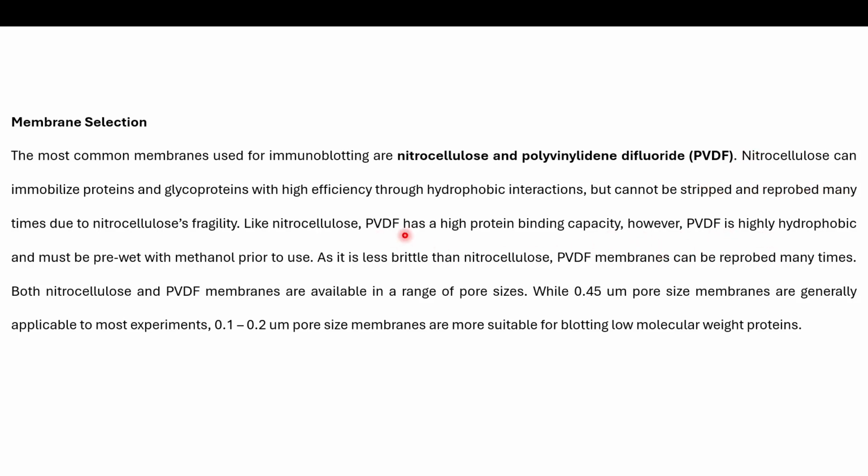PVDF has a high protein binding capacity. It is highly hydrophobic and must be pre-wet with methanol prior to use, but it is less brittle than nitrocellulose, and it can be reprobed many times. Both nitrocellulose and PVDF are available in a range of pore sizes. While 0.45 micrometer pore size membranes are generally applicable, 0.1 to 0.2 micrometer pore size membranes are more suitable for blotting low molecular weight proteins, because proteins can come out of the membrane depending on its pore size.